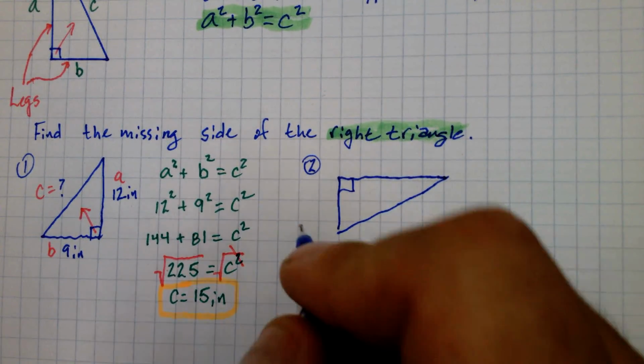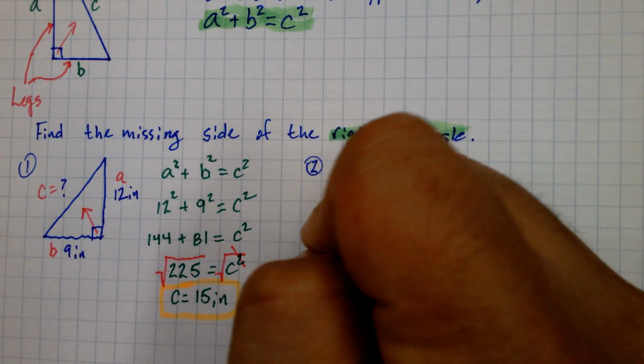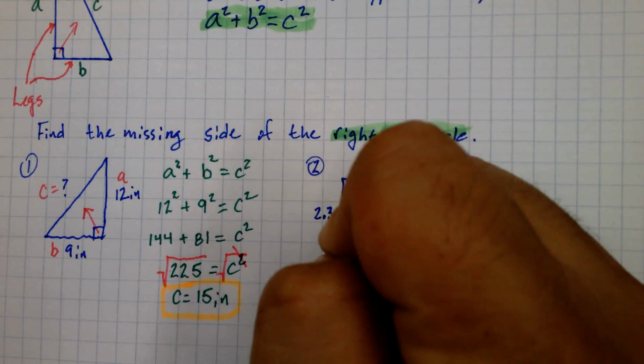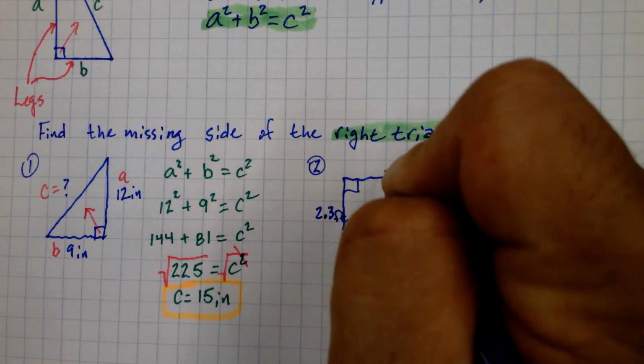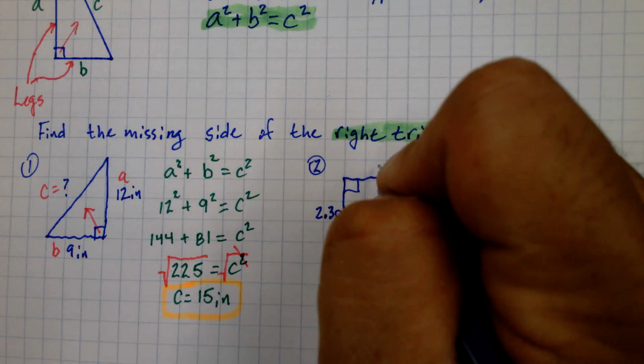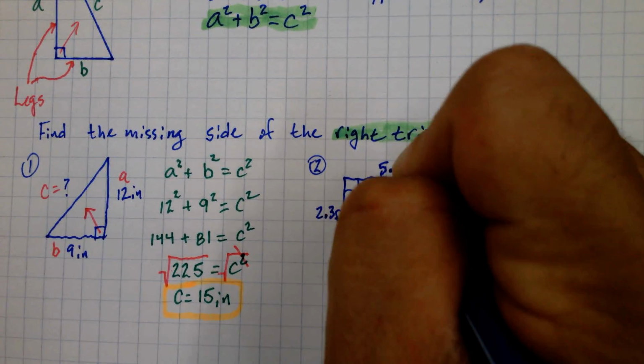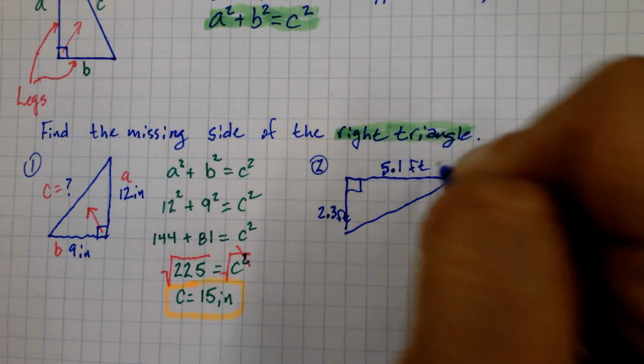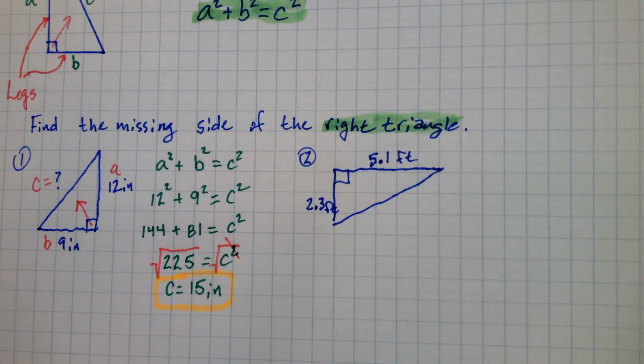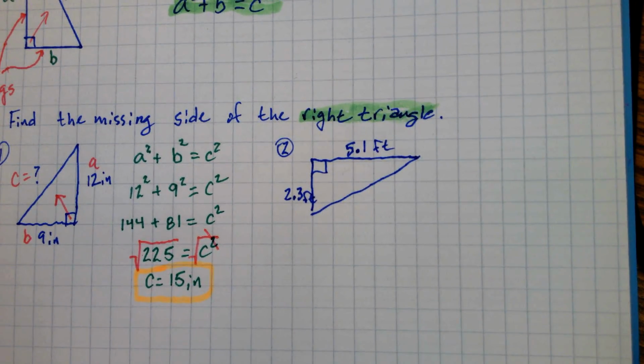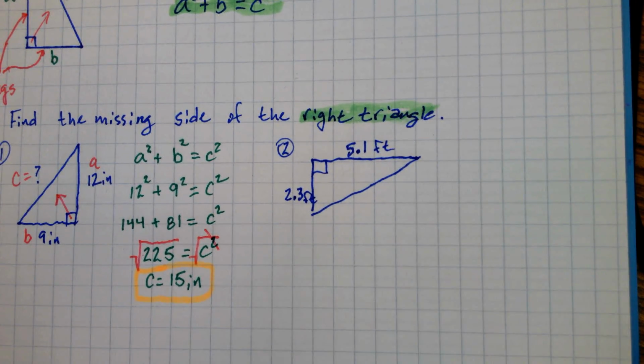Let's say we have 2.3 feet and 5.1 feet. And we want to find the missing side again.